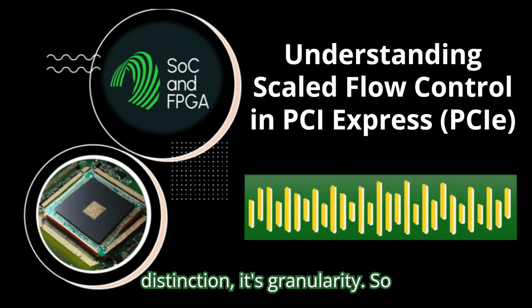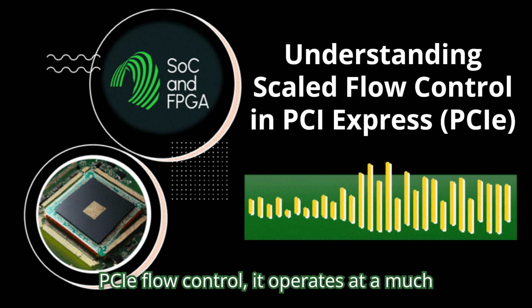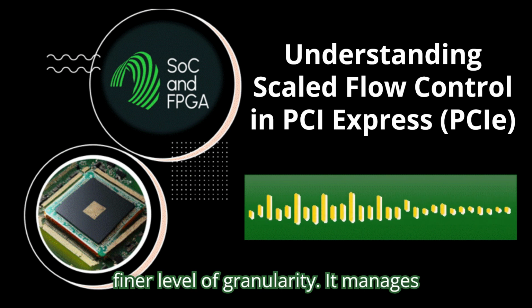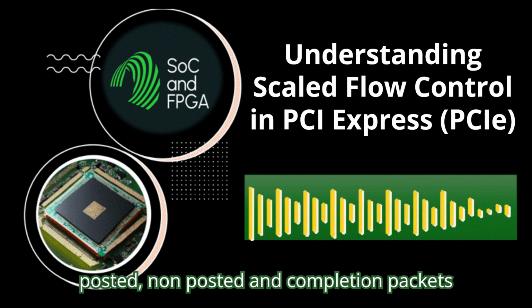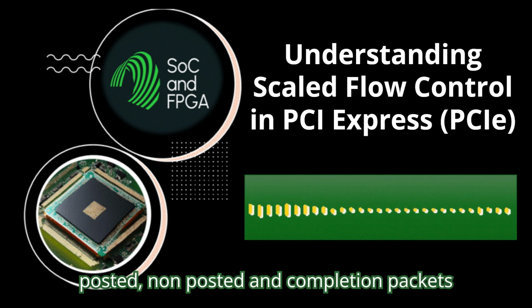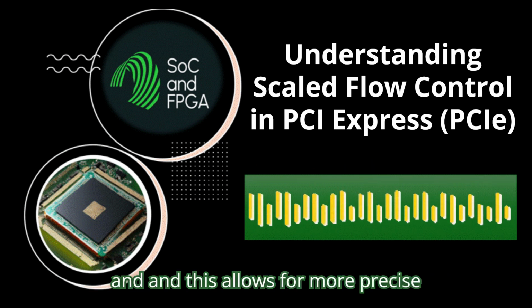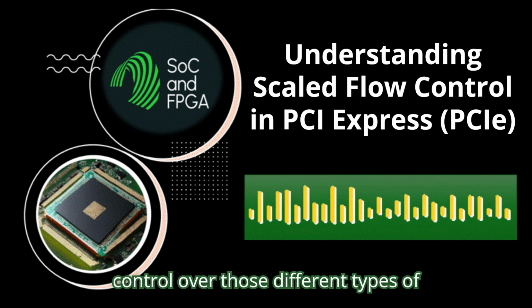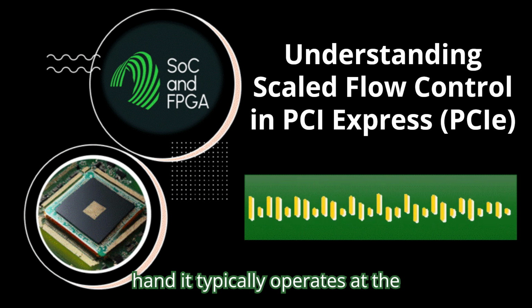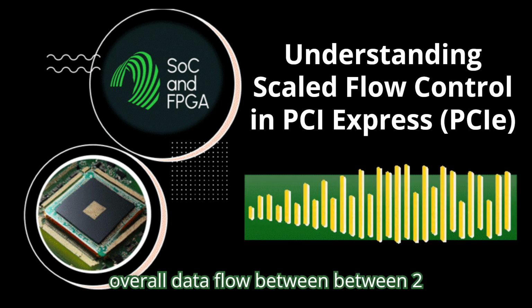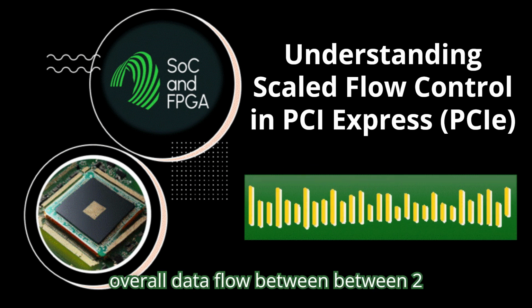It's granularity. So PCIe flow control operates at a much finer level of granularity. It manages credits per packet type, like posted, non-posted, and completion packets. And this allows for more precise control over those different types of traffic. TCP flow control, on the other hand, typically operates at the connection level. So it's managing the overall data flow between two endpoints.